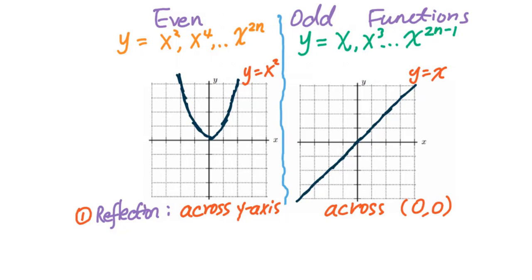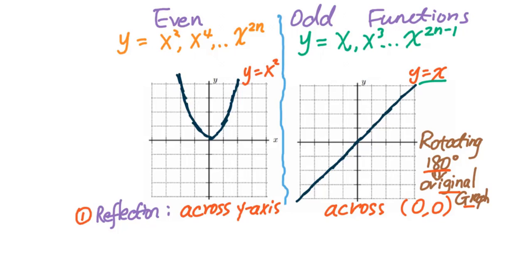How do you know the graph is reflecting across the origin? When you rotate the graph 180 degrees, you will get the original graph. This kind of graph we say is reflecting across the origin. So when you rotate the graph of y equals x 180 degrees, the graph we get is the original graph, y equals x.